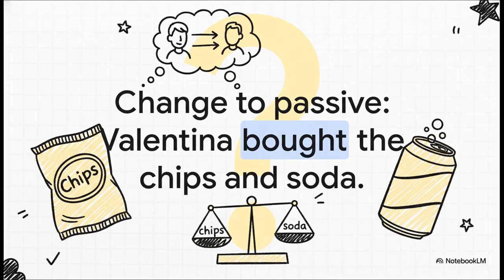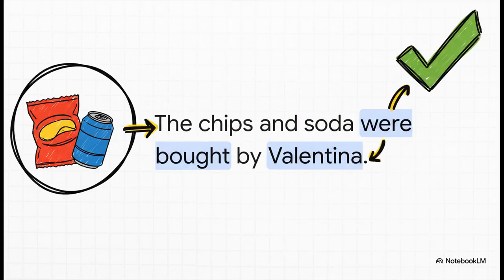Easy. Let's go again. Can we change this sentence? Valentina bought the chips and soda. If so, what would it sound like? Yep, the chips and soda were bought by Valentina. Now, the key thing here is that our new subject, the chips and soda, is plural. That means we have to use were instead of was. You've always got to make sure your be verb agrees with your new subject.